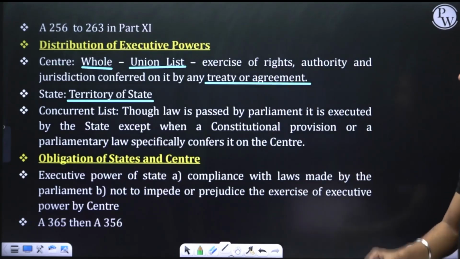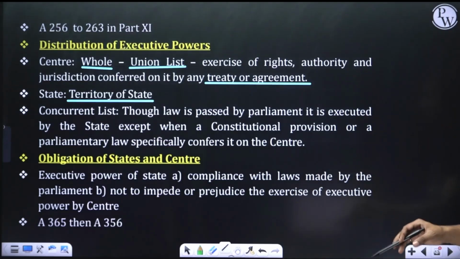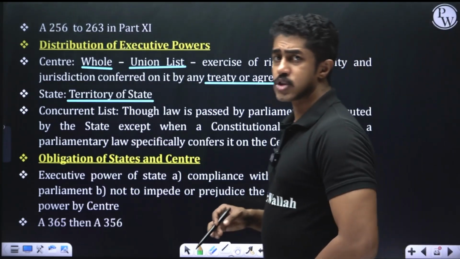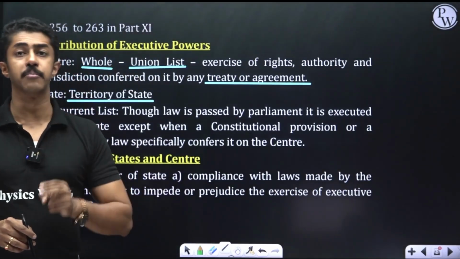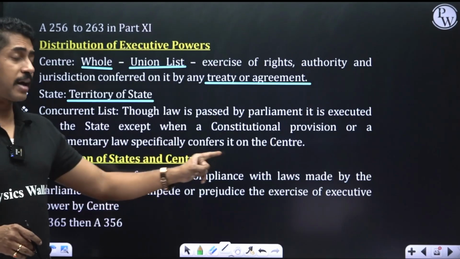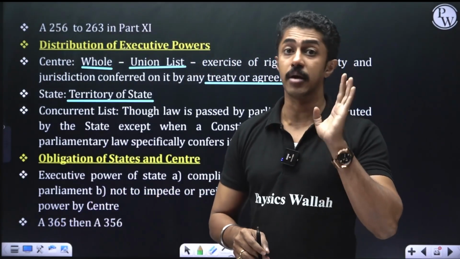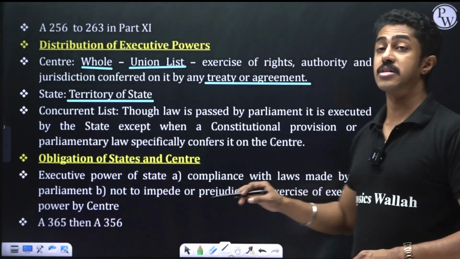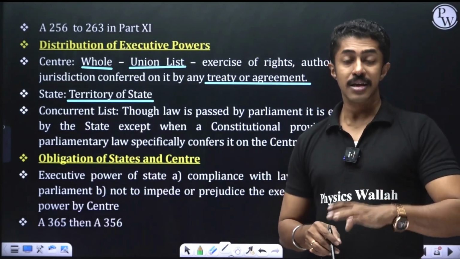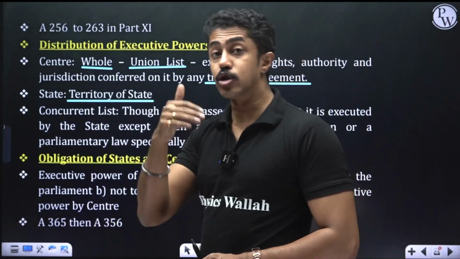Obligation of states and center. Executive power of state. Compliance with laws made by the Parliament. Not to impede or prejudice the exercise of executive power by center. What does that mean? Whatever executive power of state is given, there are two conditions that they should never tamper with. The first condition is compliance with the laws made by the Parliament. They should not try to violate the laws that are framed by the Parliament. Number two, not to impede or prejudice the exercise of executive power by center. That is, they should not impede or block the executive power of the center.